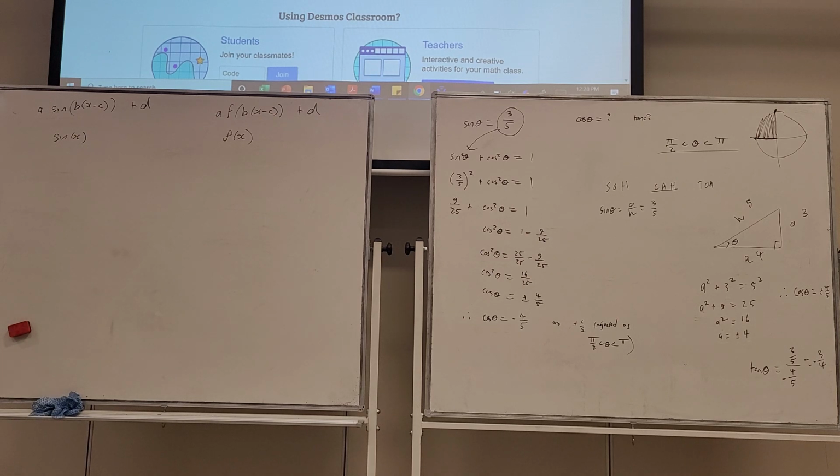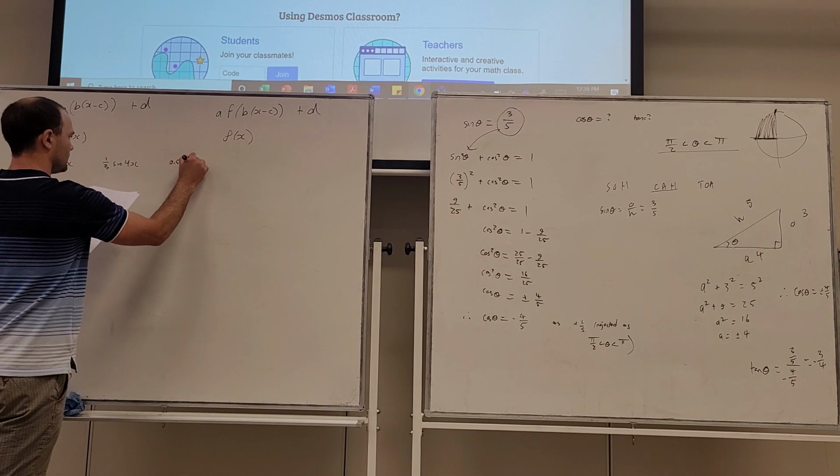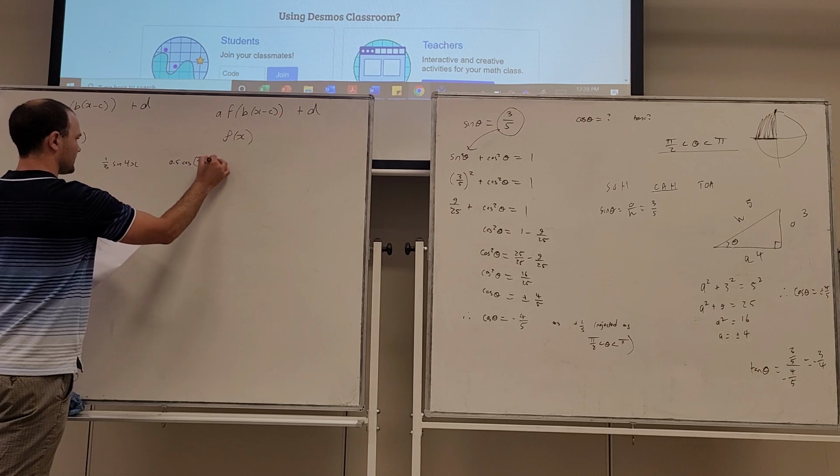Okay, so let's get into the questions we've got then. So we've got a table here where we've got amplitude and we've got period. Alright, and we've got a couple of functions. We've got 2 sine of x, we've got a third sine of 4x, we've got 0.5 cos of pi on 3x.